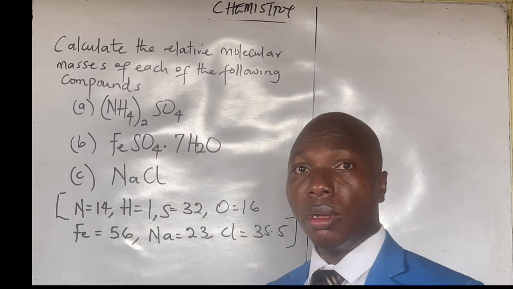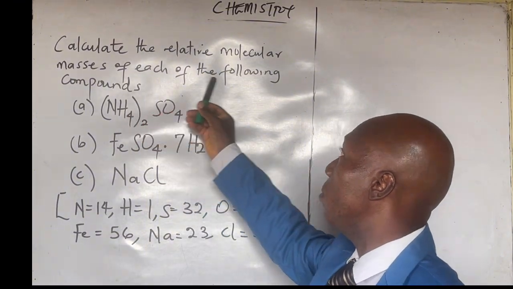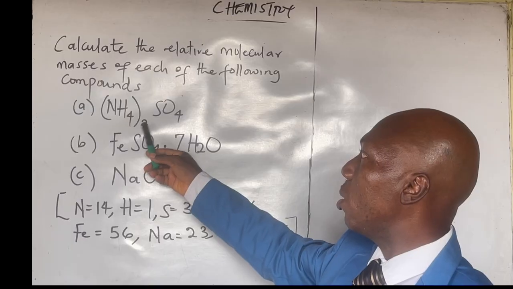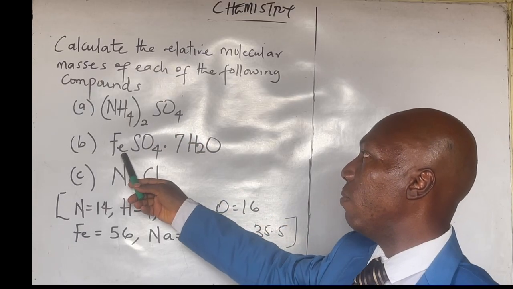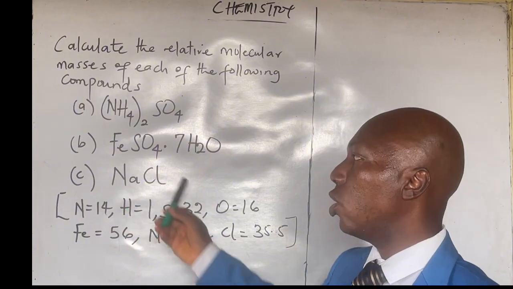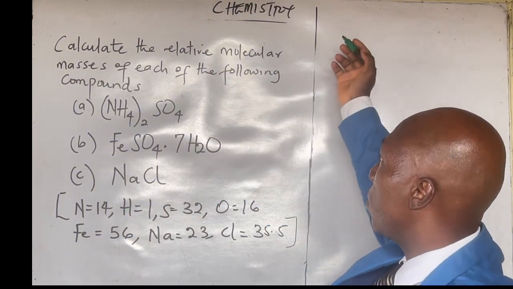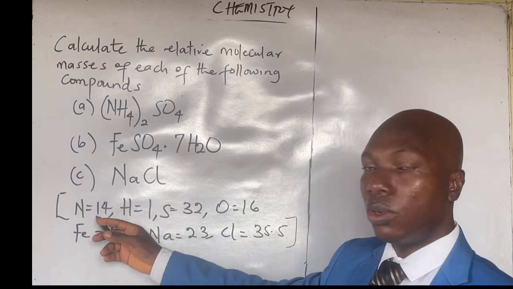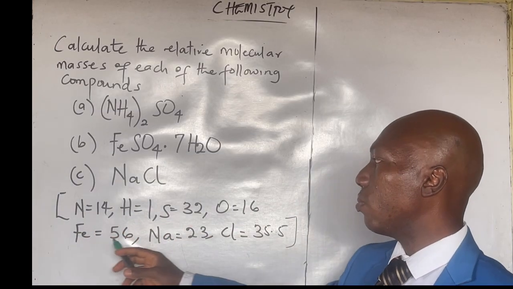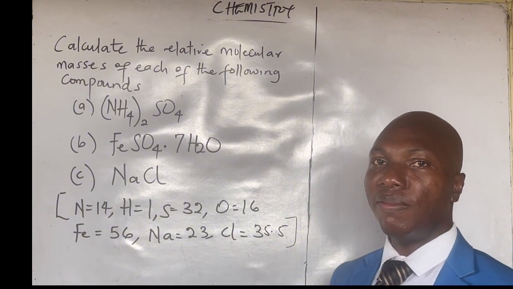So we have a question on the board. Calculate the relative molecular masses of each of the following compounds. We are given the first one, ammonium sulfate, then iron sulfate heptahydrate, and sodium chloride. Let's look at the first one, ammonium sulfate. We are given nitrogen is 14, hydrogen is 1, sulfur is 32, oxygen is 16, iron is 56, sodium is 23, and chlorine is 35.5.